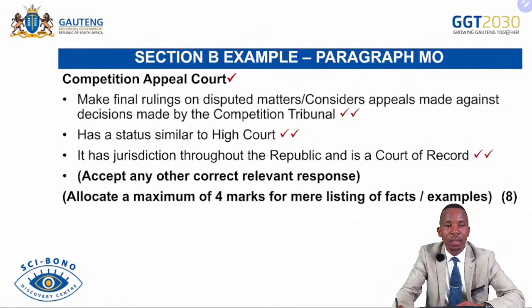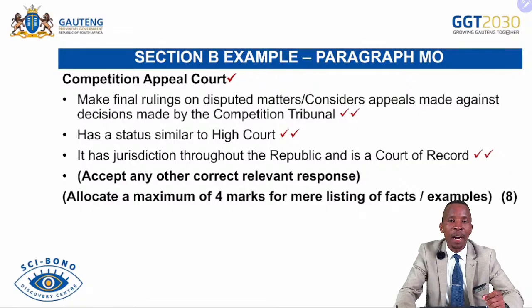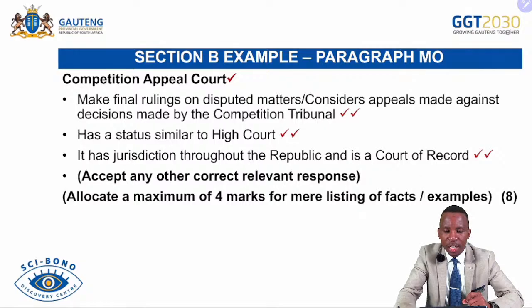And then the Competition Appeals Court. This is more like the High Court of competition in the country. So, if the firm is not happy with findings made by the Competition Tribunal, the firm has a right to go and appeal in the Competition Appeals Court. And then the Appeals Court will have to do its own investigation to discover if the firm is guilty or not guilty of misconduct. If the firm is found guilty of misconduct, the charges will remain. But if the firm is not found guilty by the Competition Appeals Court, the charges will be withdrawn from the firm. So, it makes the final ruling on disputed matters and considers appeals made against decisions made by the Competition Tribunal. It has status similar to the High Court. This is more like the High Court of the Republic of South Africa for competition. It keeps those records for the competition.